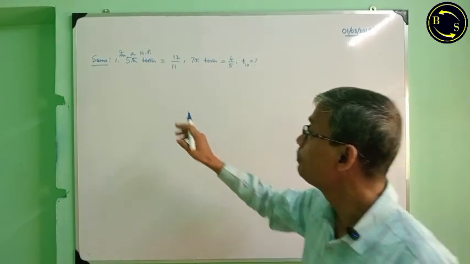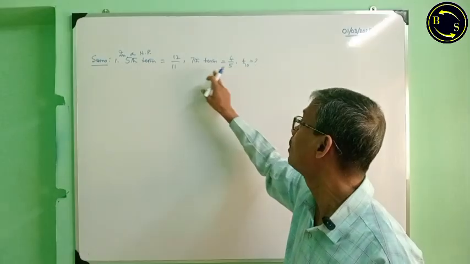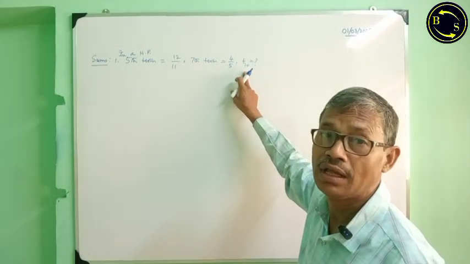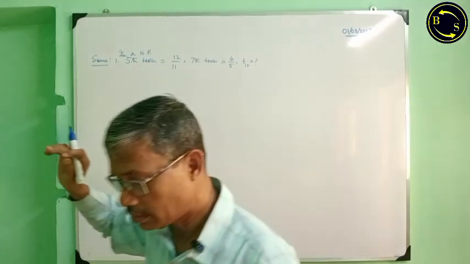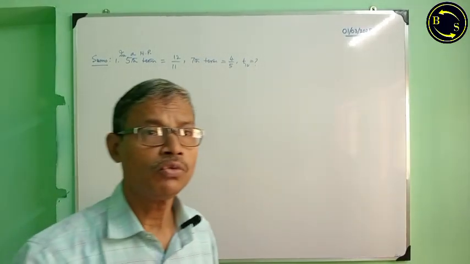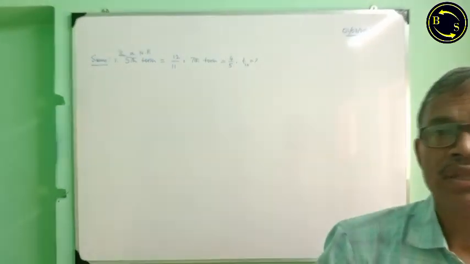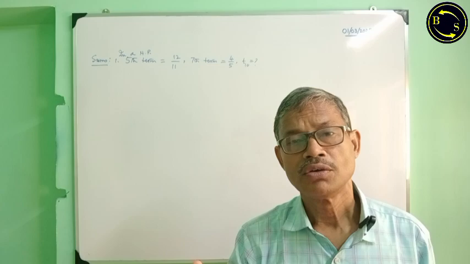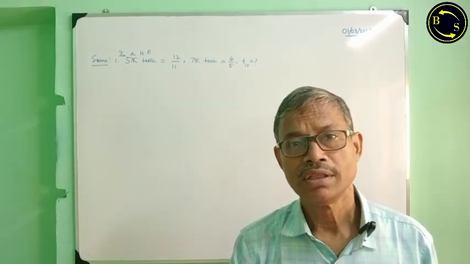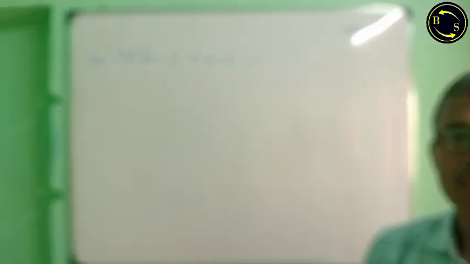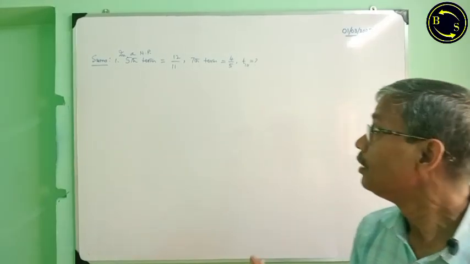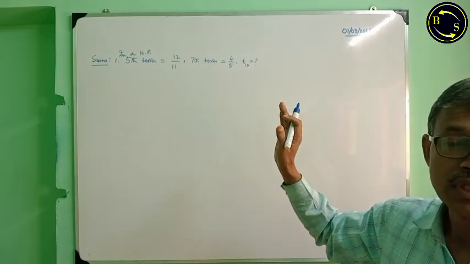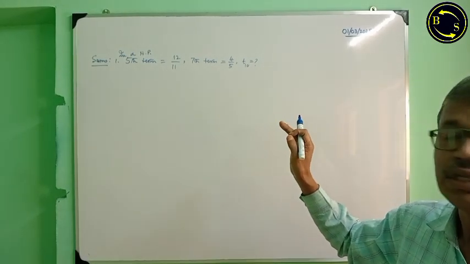In an HP, the fifth term is 12 by 11, the seventh term is 4 by 5. We have to find T10. Already I have mentioned that while you are going to work out sums on HP, first you mention the relation with the corresponding AP. Then you apply the idea of AP. Now, fifth term 12 by 11, seventh term 4 by 5. First we take the corresponding AP.